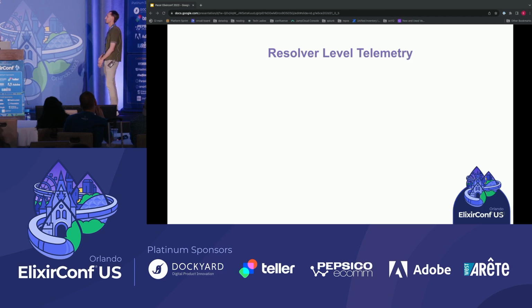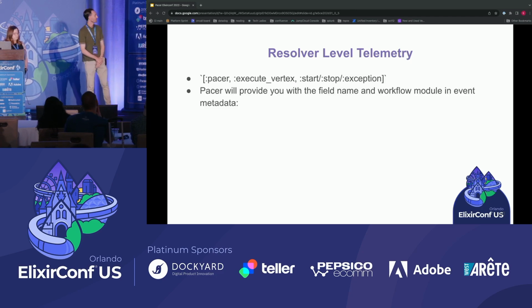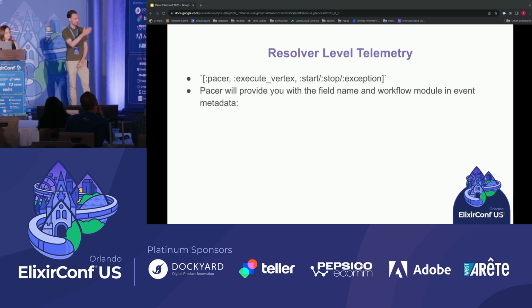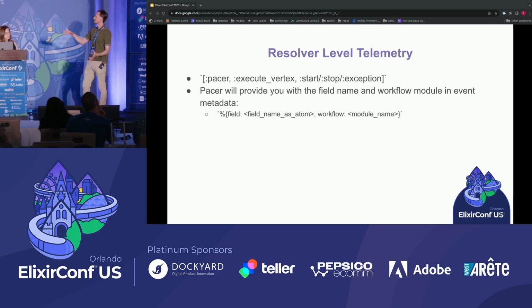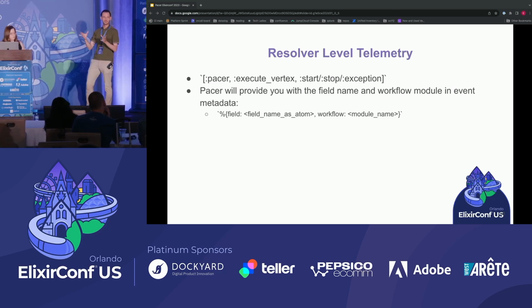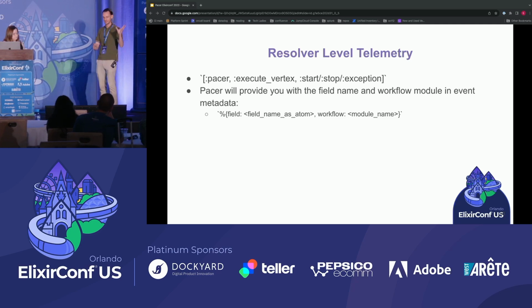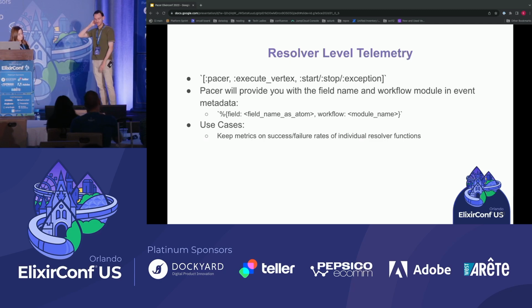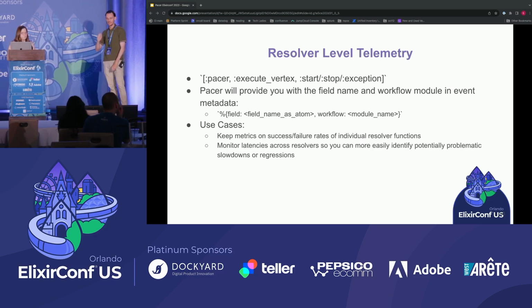And then we did the same for resolvers. So every time a resolver actually gets invoked, there's some telemetry that gets emitted around that. So start, stop, exception events on each resolver's execution. And we provide you with the field and the workflow so you can actually look at what field's resolver was running when such and such happened, or an exception happened. We actually use this to build out dashboards on things like success and failure rates at really granular levels for specific data fields, and then to monitor latencies across those resolvers.